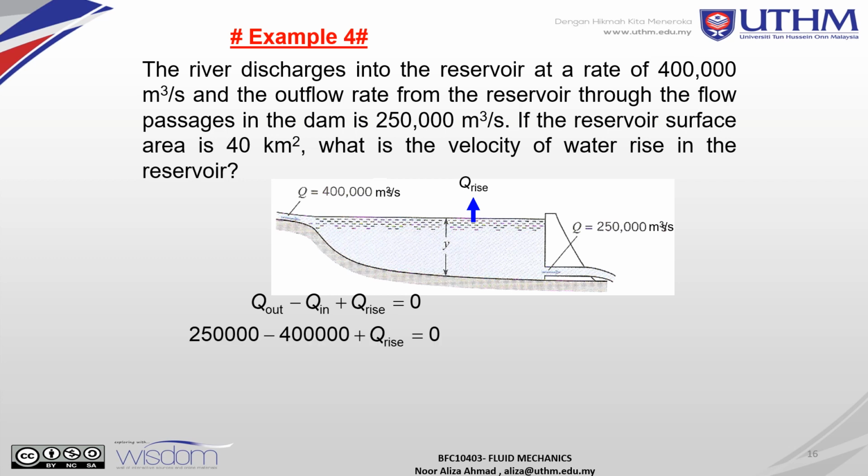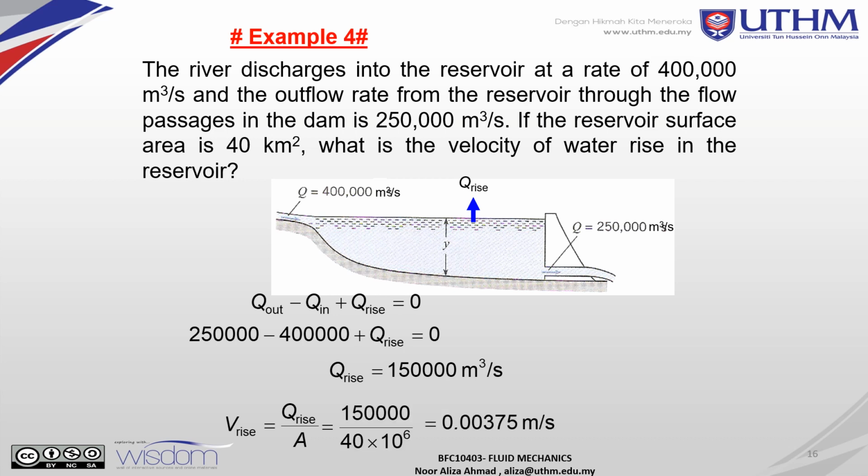So you get the Q rise is this value, and we know that the V rise is equal to Q rise divided by area. So you get the value of the velocity of water rise in the reservoir is this value.